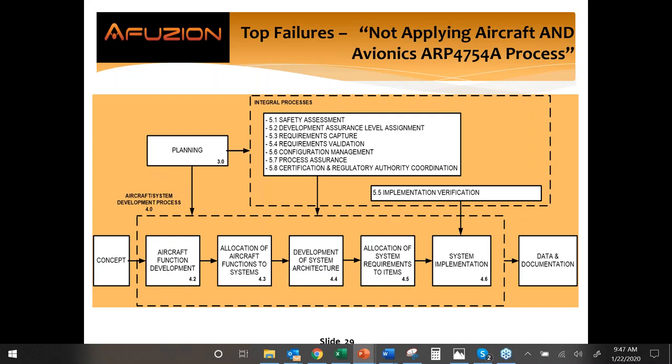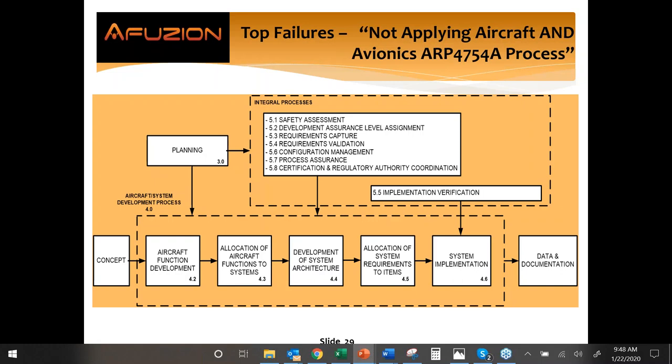This is the 4754A view. In your upper left, you've got the planning. You really have to follow this process. There are 8 planning topics summarized here. Safety assessment, DAL assignment. How do you capture requirements? How do you manage them, including validation? How do you perform configuration management, process assurance, and the certification planning and coordination? So those integral processes need to be covered by the plans.